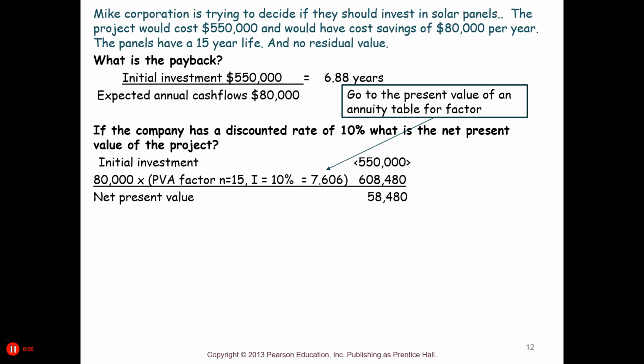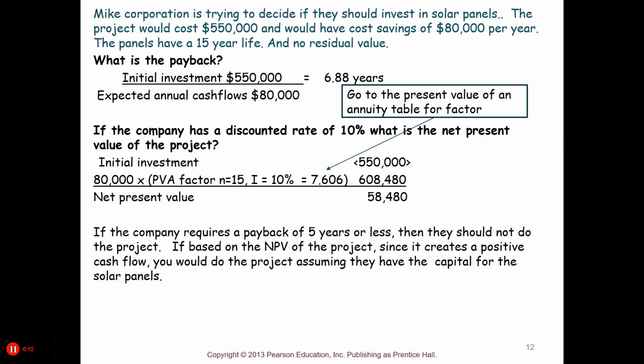And then we're going to go to the annuity table, and what it tells us is it has a net present value of $58,480. So, if the company requires a payback of 5 years or less, then they should not do the project. But if they do it based on net present value, since it creates a positive cash flow, and you have no other projects you're comparing it to, then you might want to get the solar panels.